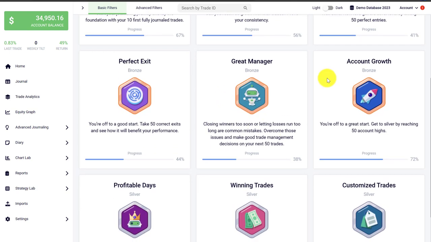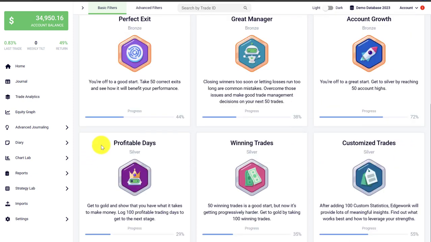The account growth milestone focuses on your account balance, and each time your account hits a new peak for every trade, you will get a milestone point here. The profitable days milestone, as the name suggests, rewards you for profitable trading days. Each day that you end green with a profit gets a new milestone point here. And each time you have a winning trade and you're logging a winning trade in your Edgewonk trading journal, you get a milestone point in the winning trades milestone.